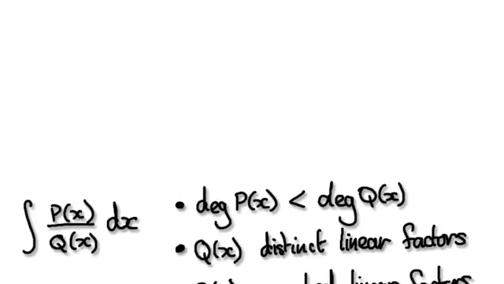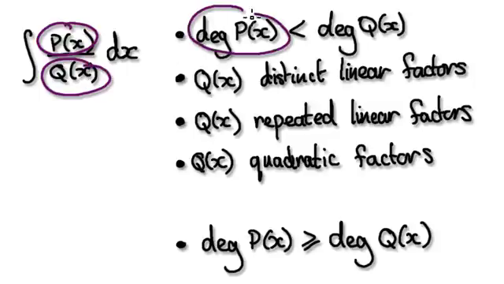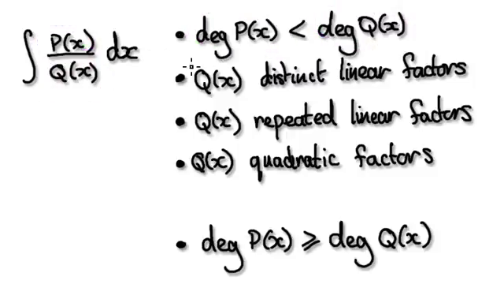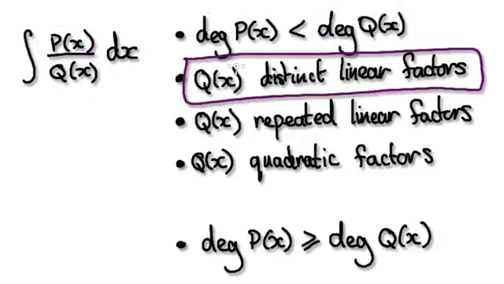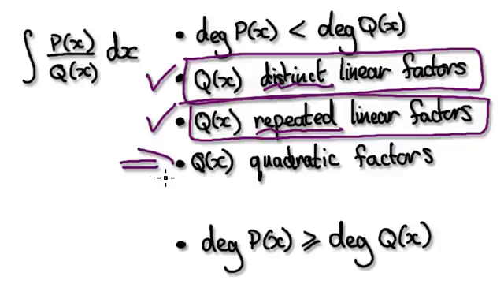So following on from some of the earlier videos, we've been trying to integrate one polynomial over another polynomial. We've always demanded that the degree of p is strictly less than the degree of q. And we've seen this case here where all the factors are different. So we've seen this, and then we've also seen where some of the factors are repeated. So we've seen this case here. And in this video, we're going to look at this.